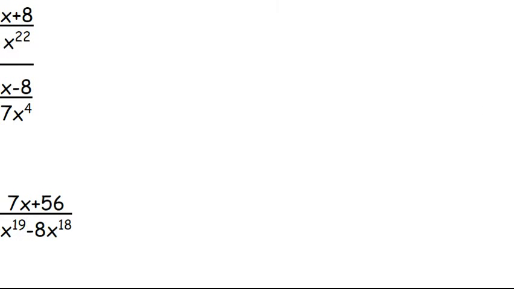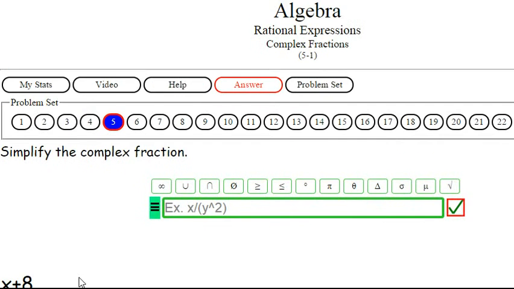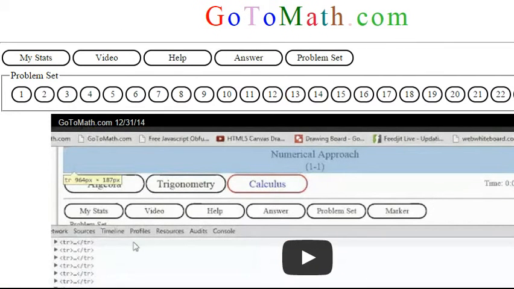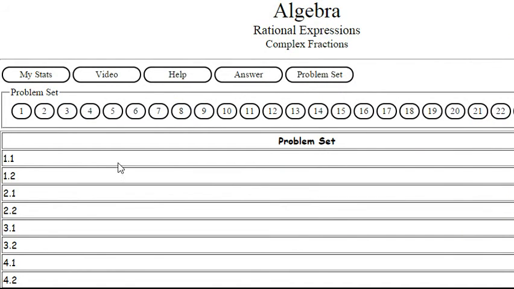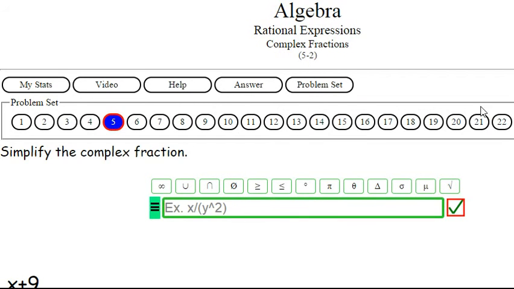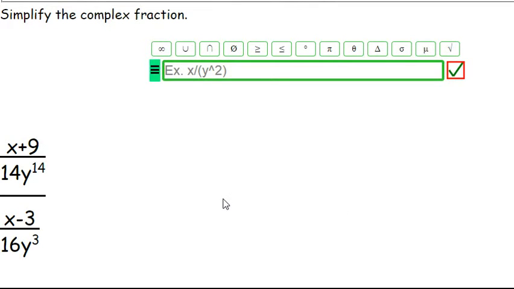Whoops, I almost pushed the wrong button there. Alright. So we're over here at GoToMath.com. Working it out. See you in the next problem. Okay, we're here at GoToMath.com. Click on algebra. Let's go down to complex fractions. And we are looking at 5.2. So we've got x plus 9 over 14y to the 14th, and that's all over x minus 3 and 16y cubed. Got it.